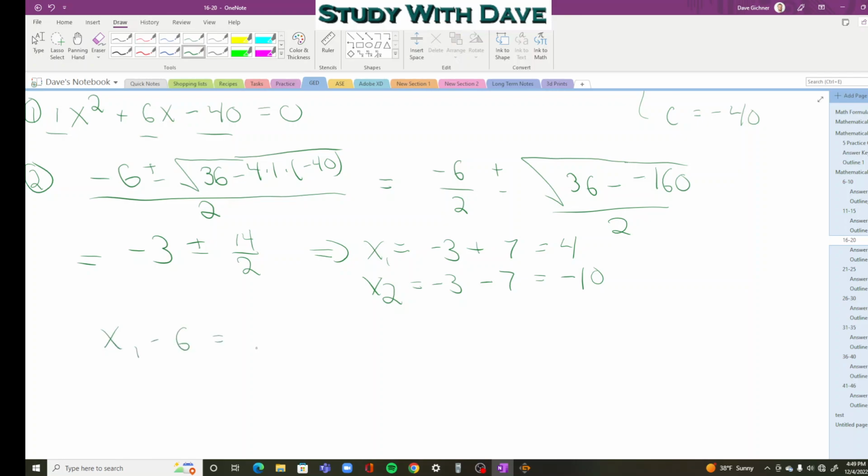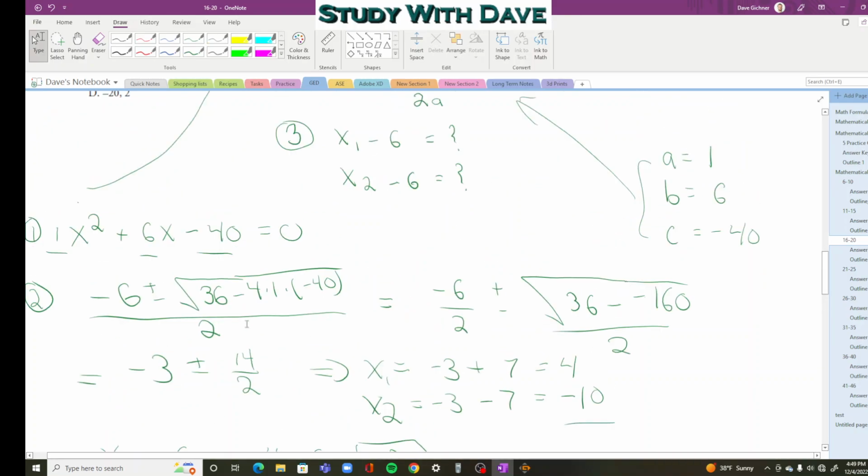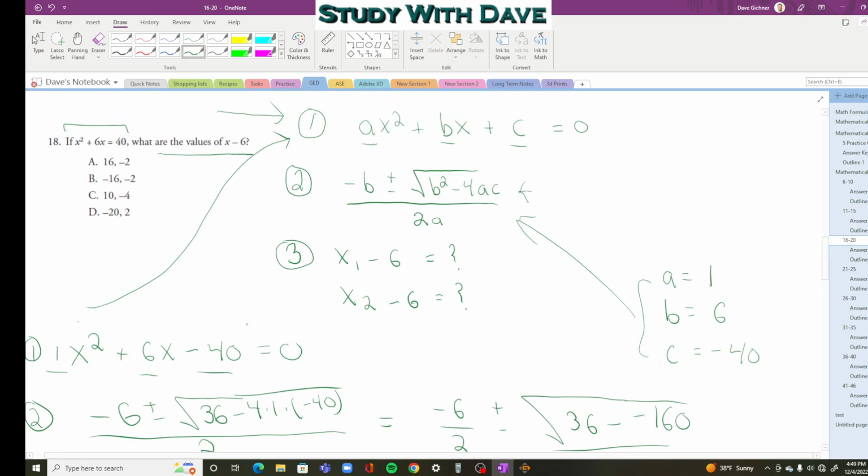equals 4 minus 6, which is equal to minus 2. And then x2 minus 6, that's that negative 10 right there, equals negative 10 minus 6, which is equal to negative 16. All right, so it looks like the two answers they're looking for are minus 2 and minus 16. So let's go back up to our equation here, and yeah, looks like B is the answer they're looking for. And that's that.